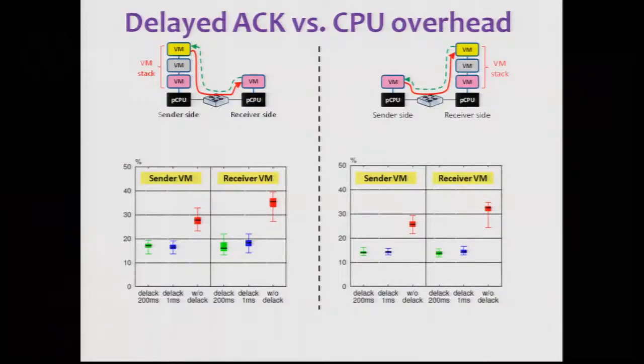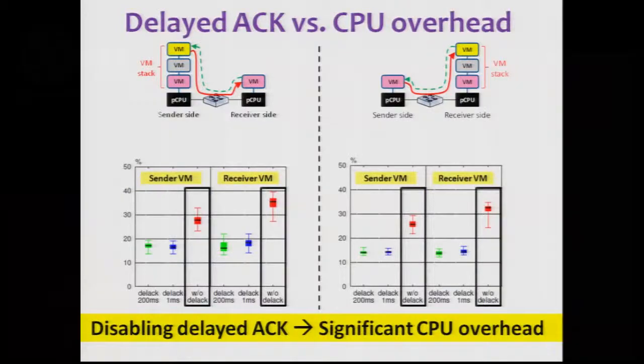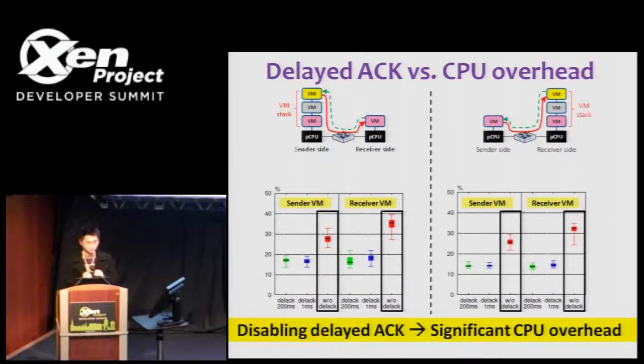The main purpose of using delayed ACK is to reduce the server workload. Delayed ACK allows the receiver to return one ACK for multiple segments instead of one ACK for each segment. So this is much like interrupt coalescing, or what I can call ACK coalescing. So we are interested to see, after disabling delayed ACK, how about CPU overhead? In this figure, we can see that disabling delayed ACK brings a lot of CPU overhead to both the sender VM and the receiver VM, because each ACK will trigger a network operation and network interrupt on both the sender side and the receiver side.